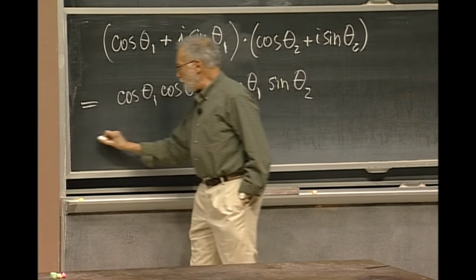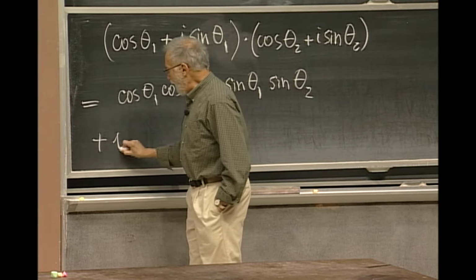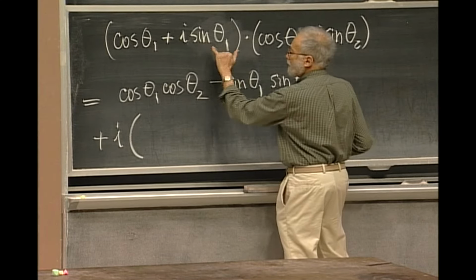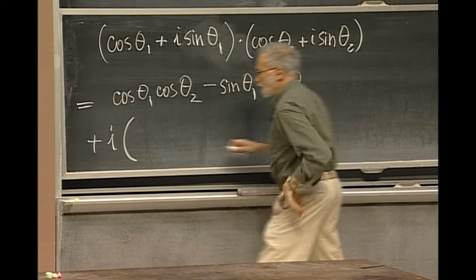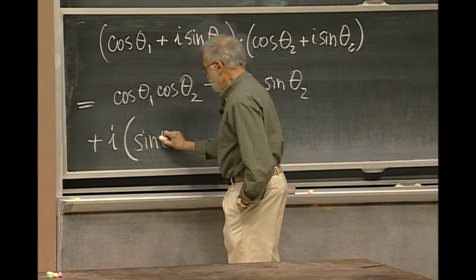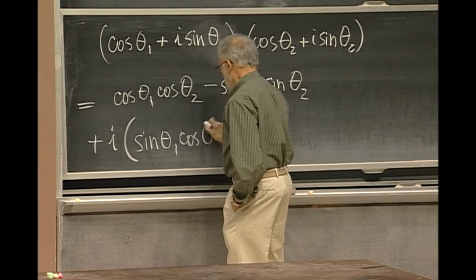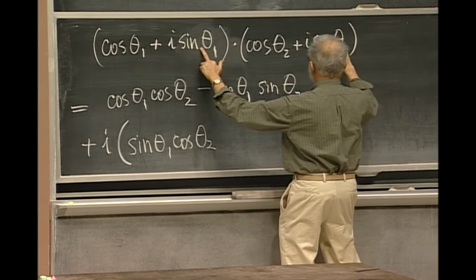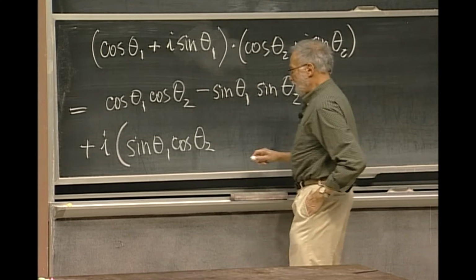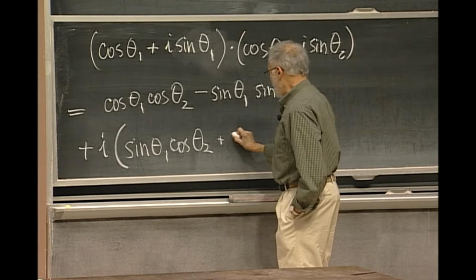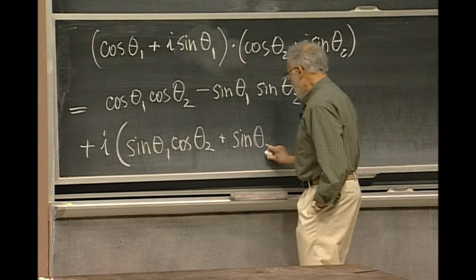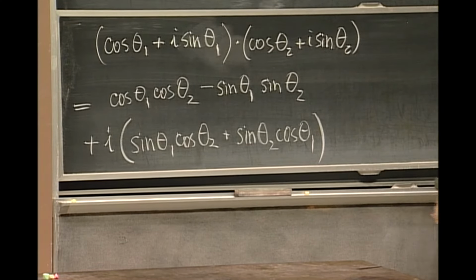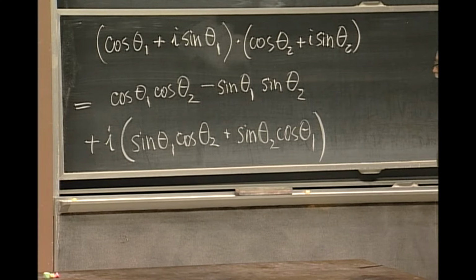And then the imaginary part, I'll factor out the I, so I won't have to keep repeating the I. It will be sine theta 1 cosine theta 2, and the other factor will be cosine theta 1 sine theta 2. Well, it looks like a mess, but again, high school to the rescue.